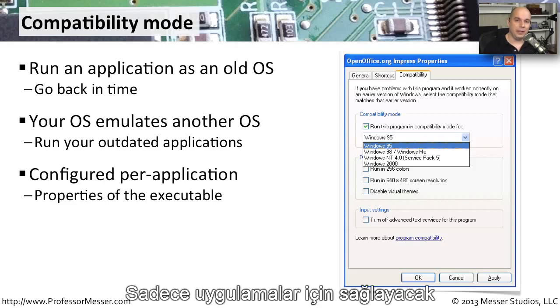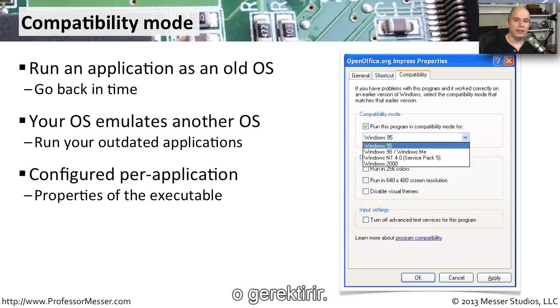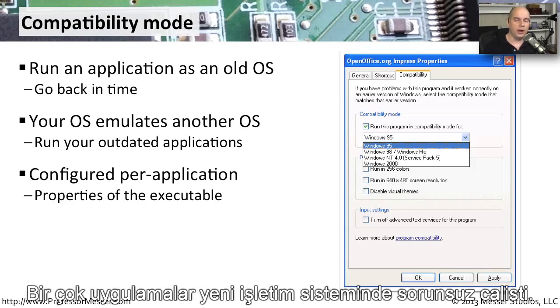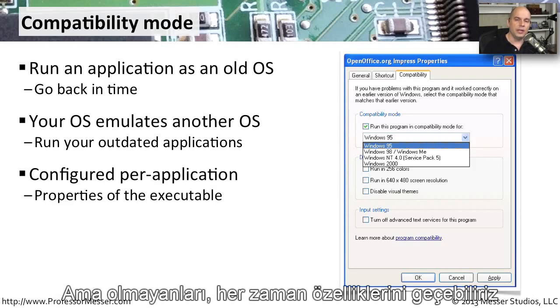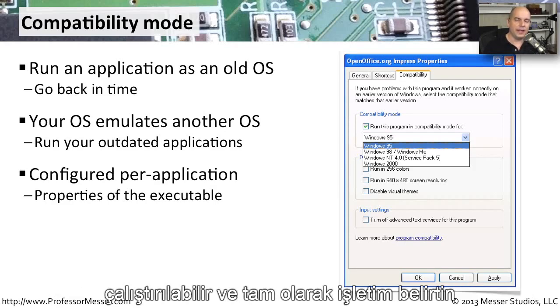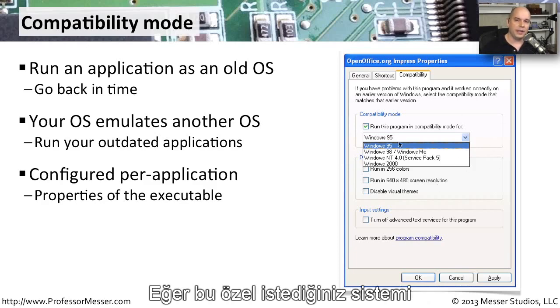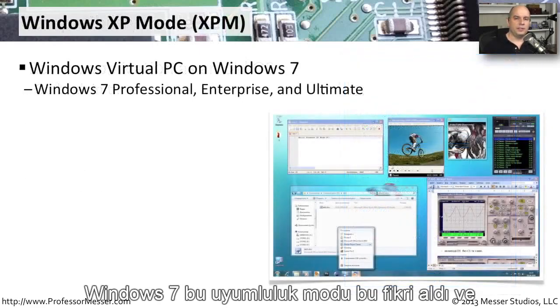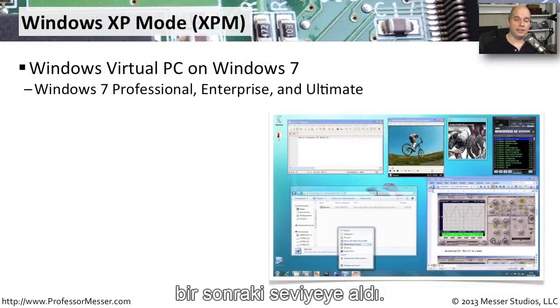You would only enable it for the applications that require it. A lot of applications run fine in the newer operating system, but for those that don't, you can always go into the properties for that executable and specify exactly the operating system that you would like this particular application to run as. Windows 7 took this idea of compatibility mode and took it to the next level.